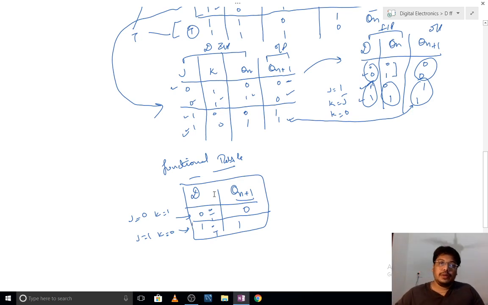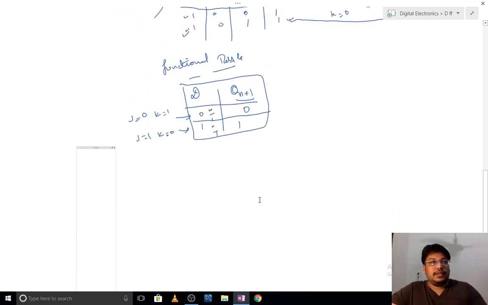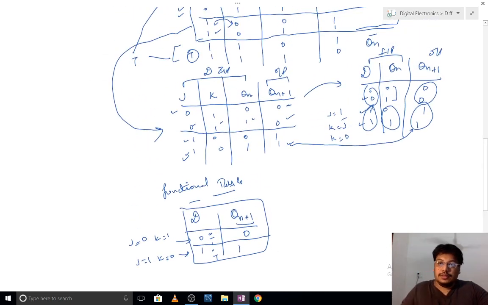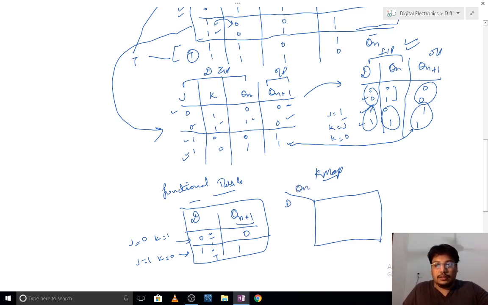Now what we will be doing is creating a K map with the help of this table. In the K map we have inputs and outputs. The inputs we have are D and Qn, so Qn complement and Qn, and here again D complement and D.